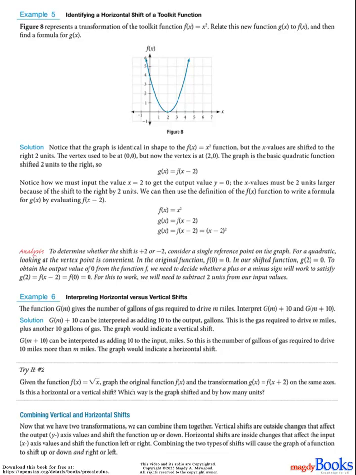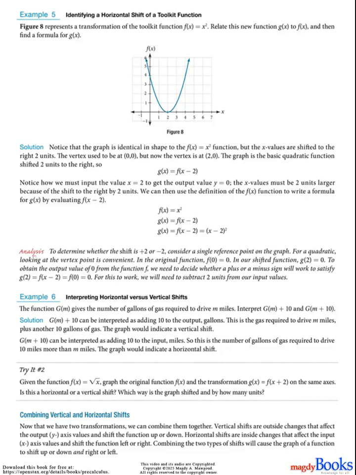Example 6. Interpreting horizontal versus vertical shifts. The function g of m gives the number of gallons of gas required to drive m miles. Interpret g of m plus 10 and g of m plus 10. Solution. G of m plus 10 can be interpreted as adding 10 to the output, gallons. This is the gas required to drive m miles, plus another 10 gallons of gas.